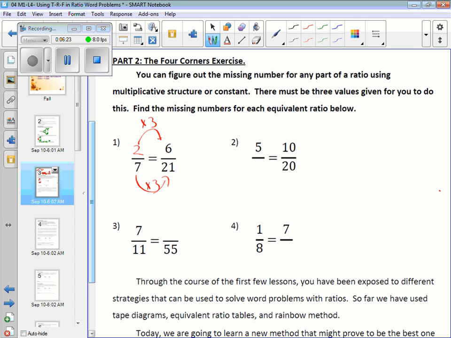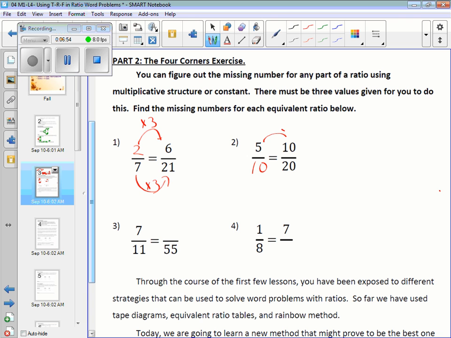Okay. So if I call on you, I tell you what. Let's do it this way. I'm going to call on you and tell me what the missing number is, and then I'm going to ask you what you used: multiplicative structure or constant. Missing value first. Got 10. Okay, you got 10. Everybody agree 10? Yes. What did you use, constant or multiplicative structure?